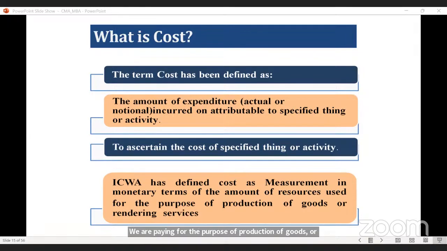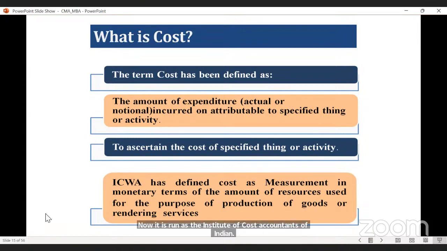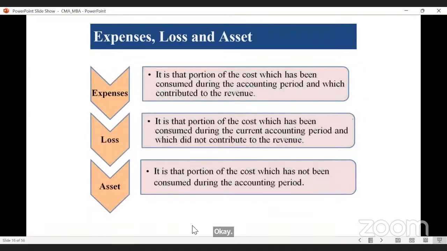So this is the definition given by ICWAI, the Institute of Cost and Works Accountants of India. Now it is known as the Institute of Cost Accountants of India. Okay. Yes, sir. So this is all about cost. Now let us understand expenses, losses, as well as assets. What is expense? What is loss? What is asset? Okay.